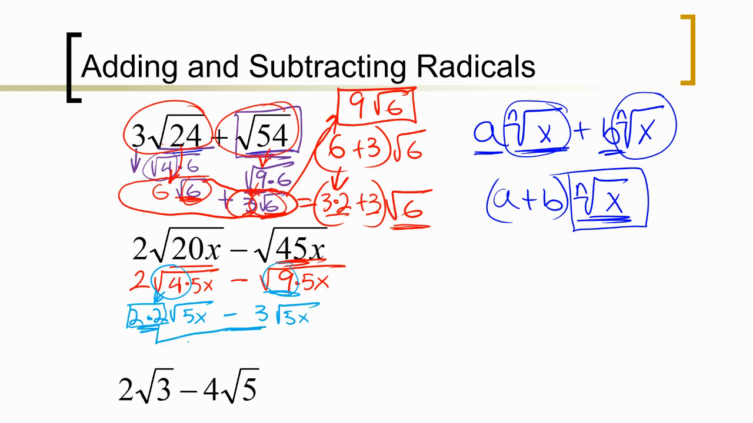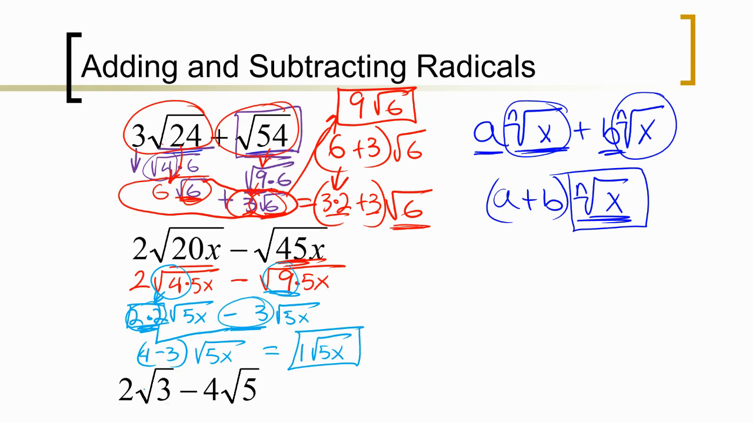So we bring the 4 and the 3 together, so make this 4 minus 3, and then just write square root of 5x left over. Because there's 4 of them, and you're taking away 3. The final answer is 1 square root of 5x. You don't have to write the 1, but I'll leave it there for effect.